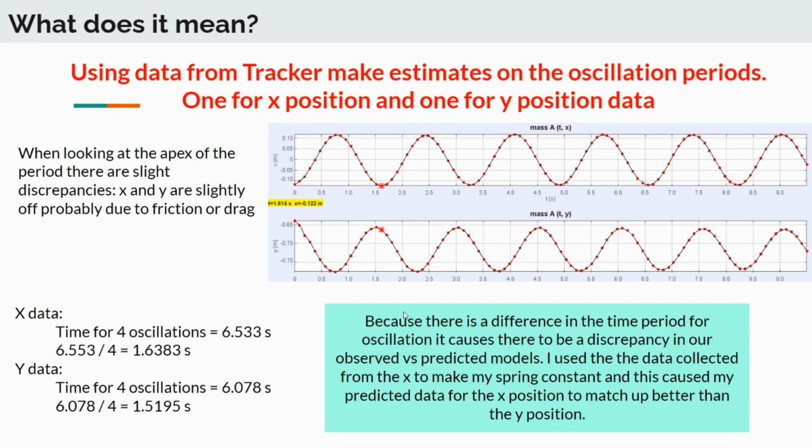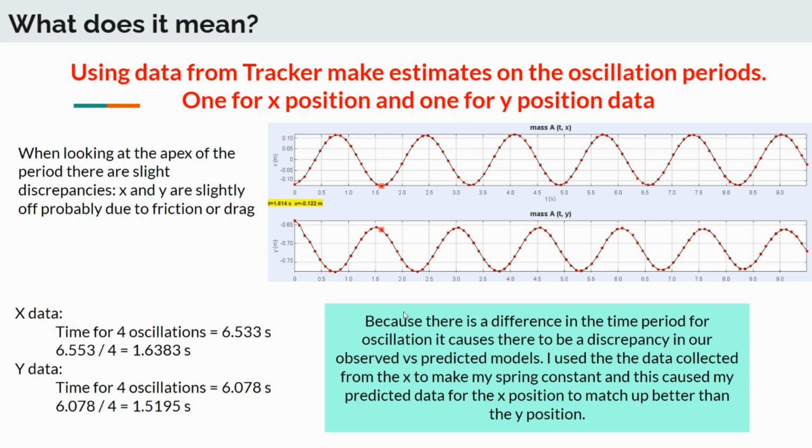Now, using data from our tracker to make estimates of the oscillation periods for the x position and the y position, here's what we can say. When looking at the apex of the periods, there are slight discrepancies. X and y are slightly off, probably due to the fact of friction or drag.